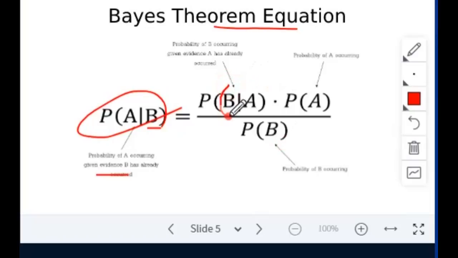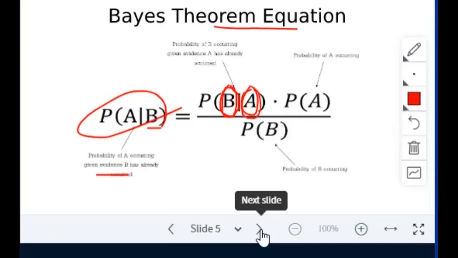B is nothing but the class label, A is nothing but the attribute. We can say A and B are the events. So here B is the class label whereas A is the attribute. So this is about the Bayes theorem. When I take up the example, you will understand clearly.